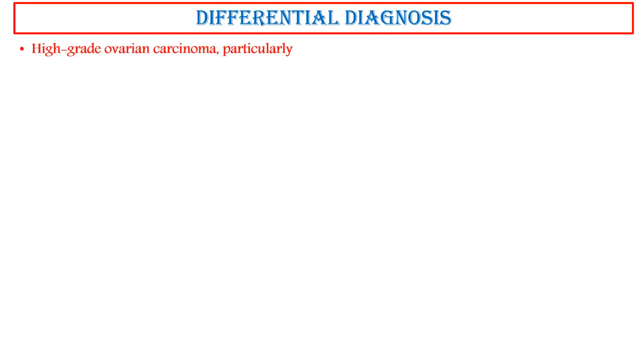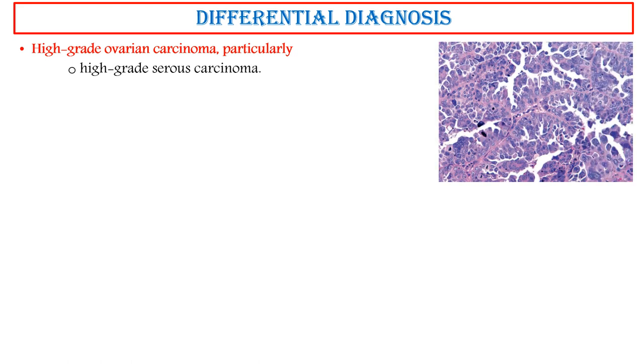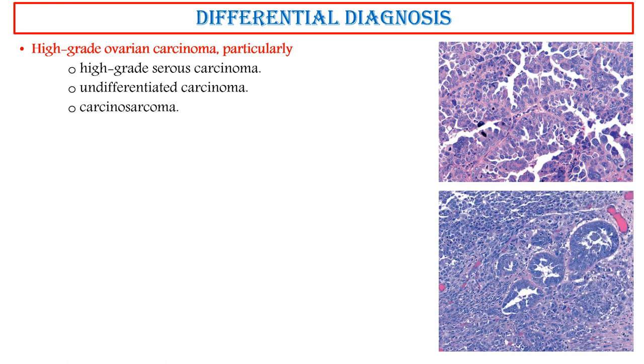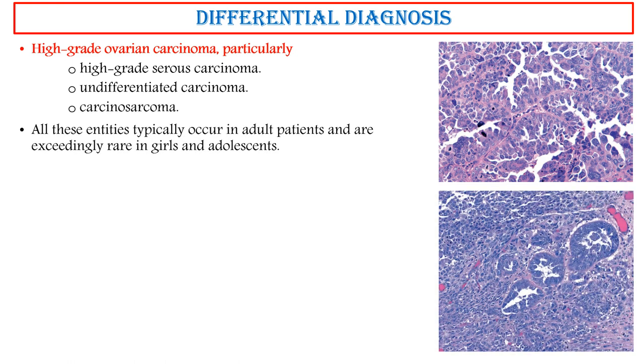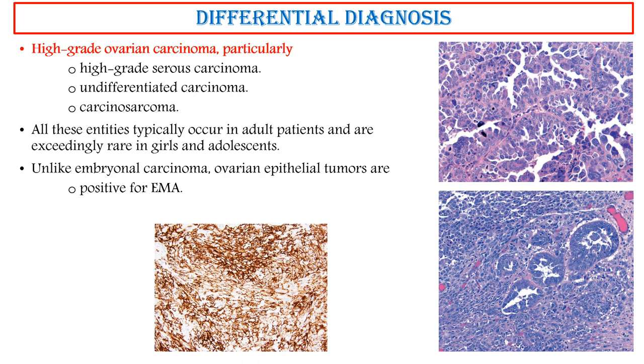High-grade ovarian carcinoma, particularly high-grade serous carcinoma, dedifferentiated carcinoma, and carcinosarcoma. All these entities typically occur in adult patients and are exceedingly rare in girls and adolescents. Unlike embryonal carcinoma, ovarian epithelial tumors are positive for EMA and negative for SALL4 and ALK3-4.